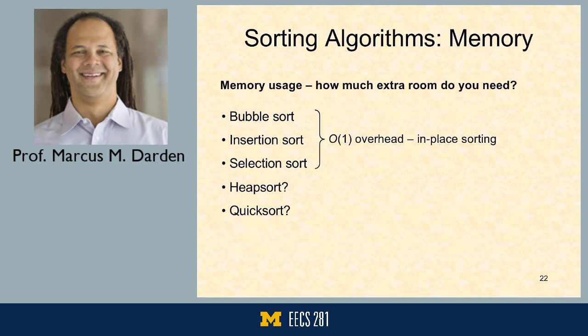How about memory usage? We saw that in bubble sort, insertion sort, and selection sort, all we were doing was either a swap or a move, and that never really required us to hold a lot of values. It just required us to hold one: the value that we're moving into place or swapping into place. So those had a constant amount of memory.